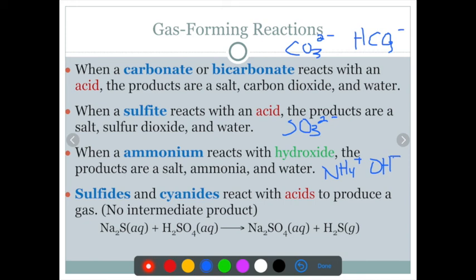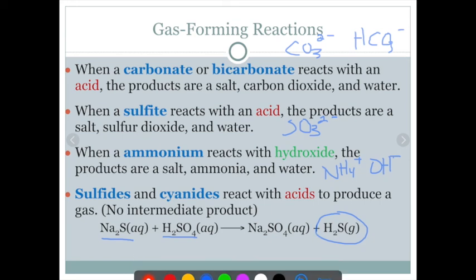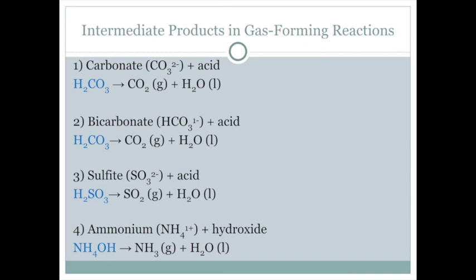And then sulfides and cyanides, they don't produce an intermediate product, but they do produce a gas. So when they react with acids, they produce a gas. So here we have sodium sulfide reacting with an acid, and it produces hydrogen sulfide gas. Okay, we're not going to do a lot of that. We're going to stick with the first 3 really. But, I mean, you can form gas products without that intermediate product. Okay, so here's what it looks like.